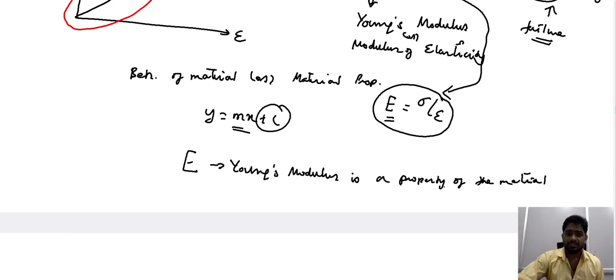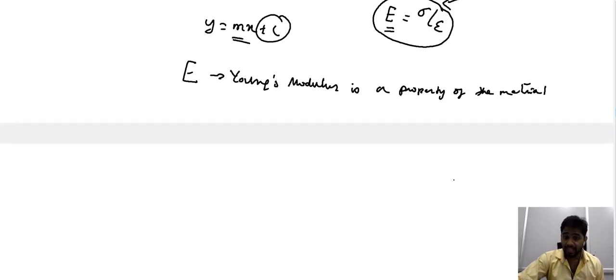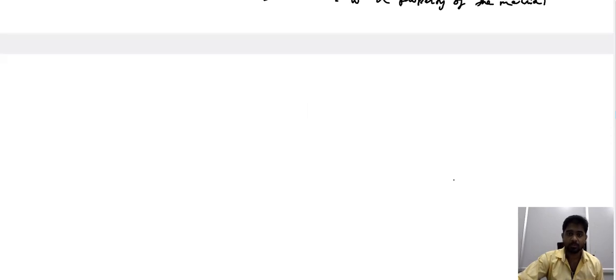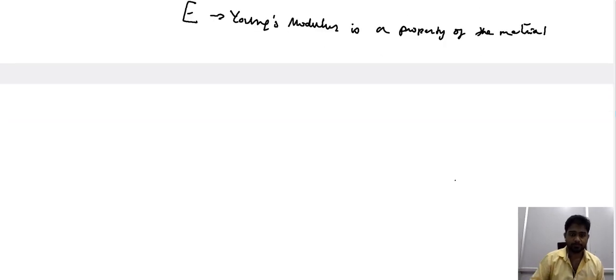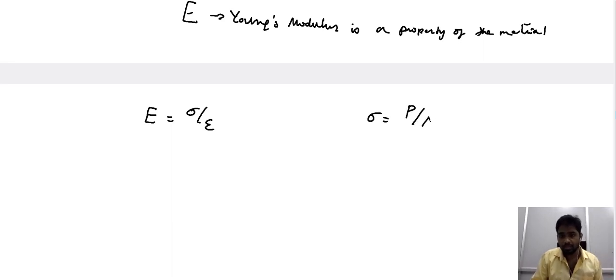Now, the reason we need to insist on this fact that the Young's modulus is a property of the material is because we have seen that Young's modulus is nothing but the ratio of stress to strain. So the stress again is the ratio of the load and the original cross-section area of the specimen, and strain is the change in the longitudinal dimension of the specimen to the original length of the specimen. So these are the expressions related to the stress and strain.